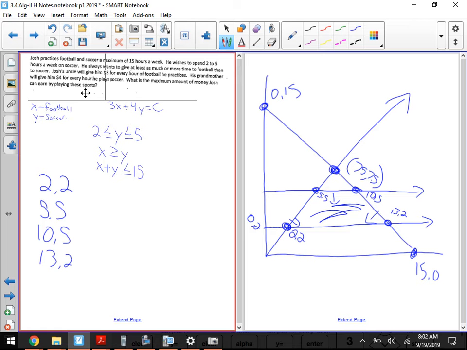6 and 8 gives you, what was that, 14? 15 and 20 is 35. 30 and 20 gives you 50. 39 and 12 is 51, I believe. What's that? Oh, 30. I saw the 3s. So 39 and 8 is 47. And there's your maximum. How many hours is he supposed to play in football, and how many hours is he supposed to play in soccer?